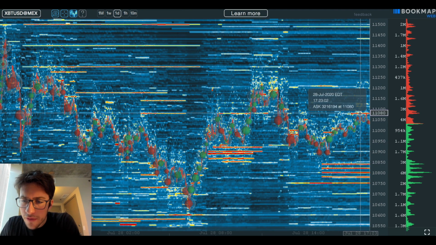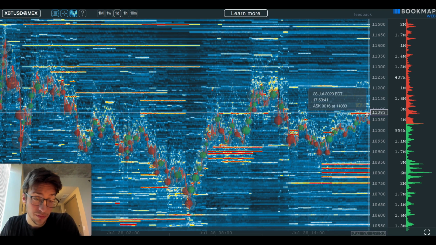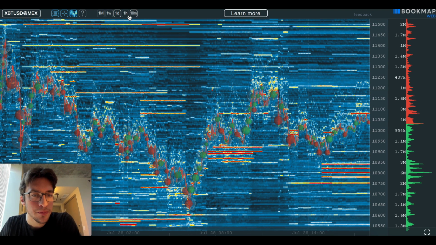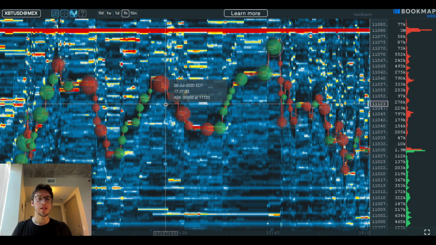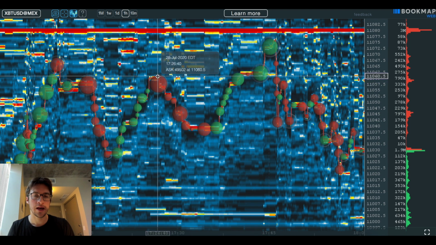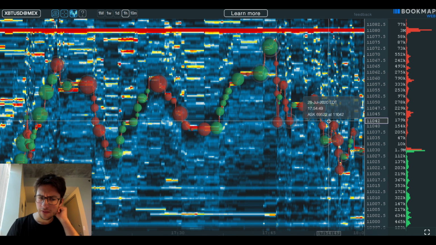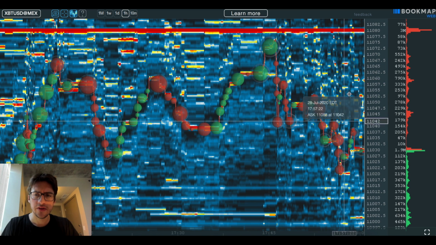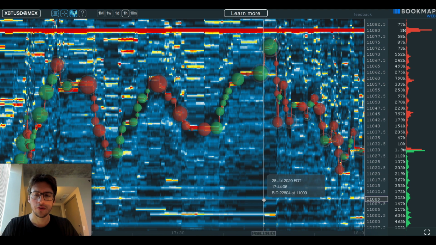Yeah, so it looks like we have an offer wall that we're trying to crack, and we might actually probably end up cracking that. And it looks like price is just kind of consolidating around this level, and it looks like market buys are bigger than market sells, I would say. And this could be, we could go through 11,080.